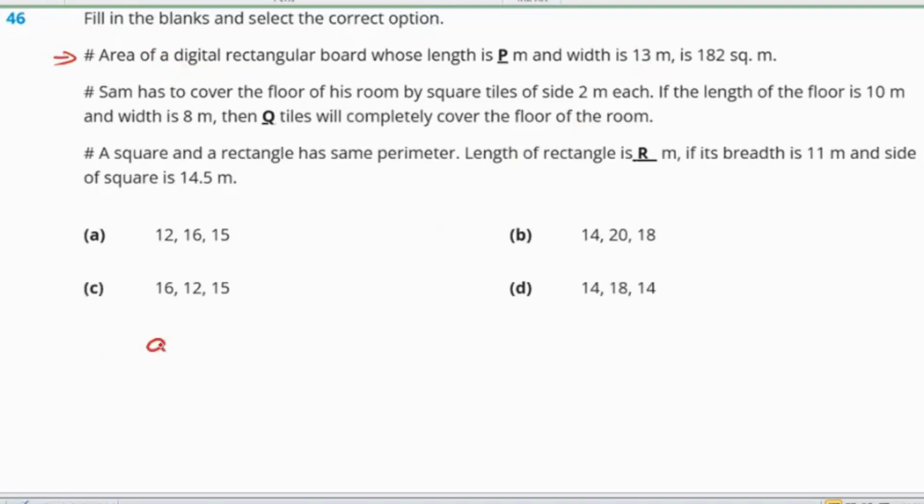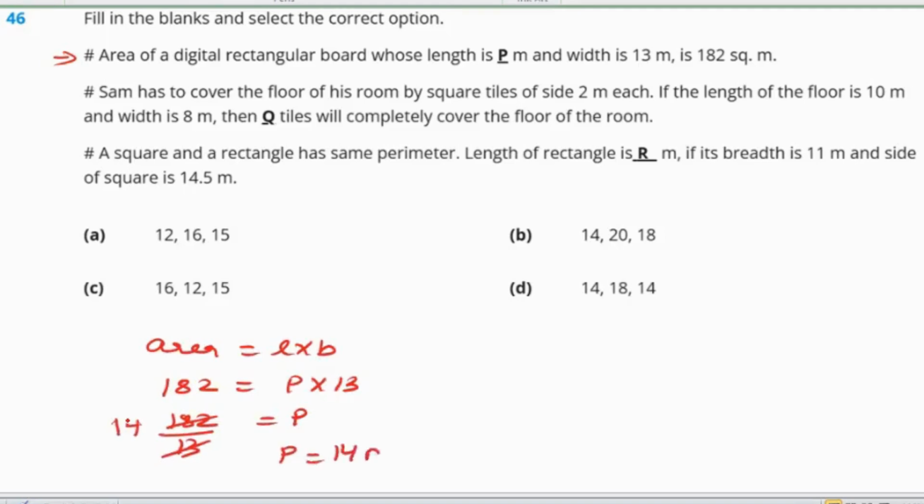We know the area of a rectangle is length times breadth. Area is given to us, 182, length we don't know, breadth is 13. So the value of length should be 182 by 13 when we solve it. So 13 ones are 13, 13 fours are 52. So the value of P we are getting is 14 meter. So this has to be 14 meters. And if we check with the options, B and D have 14.